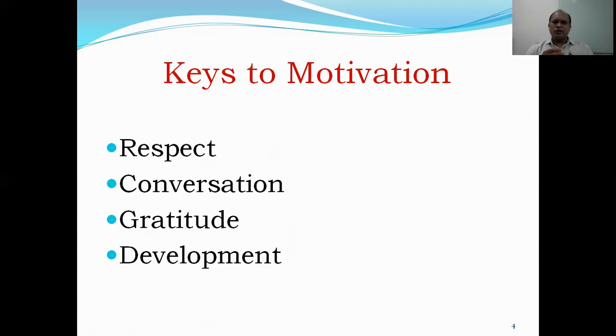We'll also see what the different types of motivation are. We discuss positive motivation because the positive motivation factors are responsible for a positive attitude, and they result in positive action, and then you get good and better results for your self improvement. So respect, conversation, gratitude, and development are the four keys to motivation.